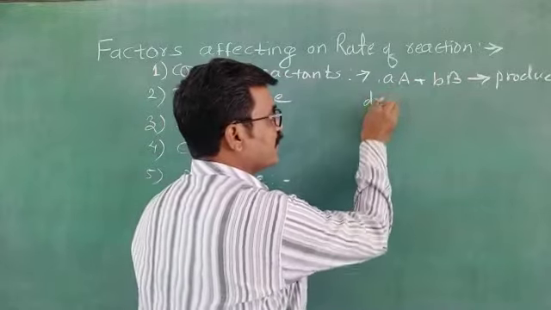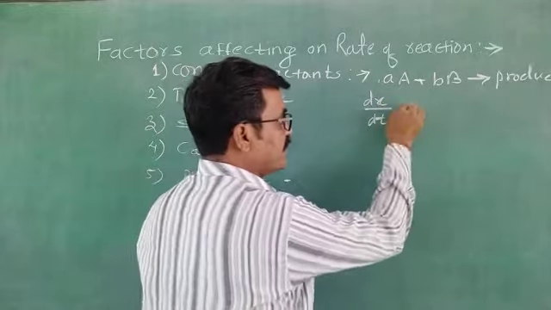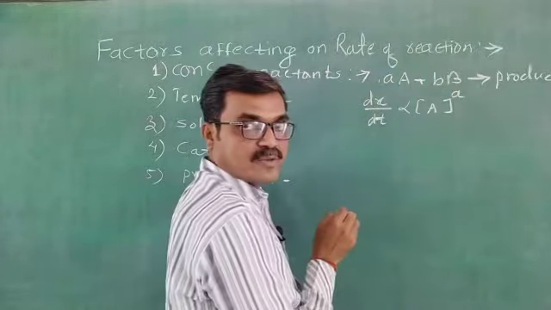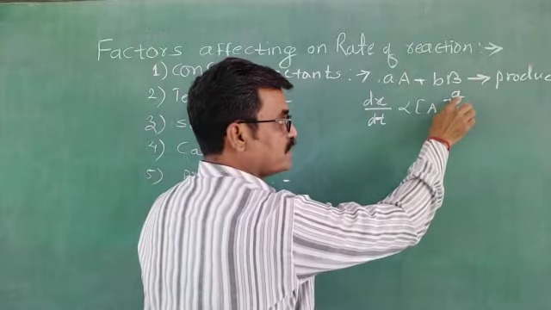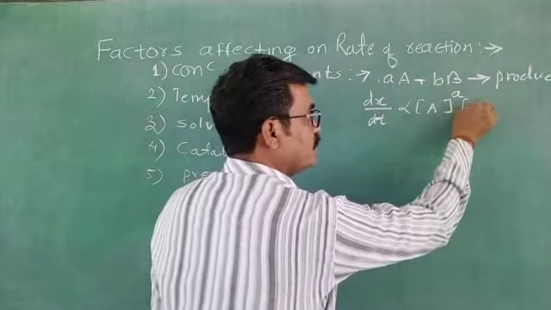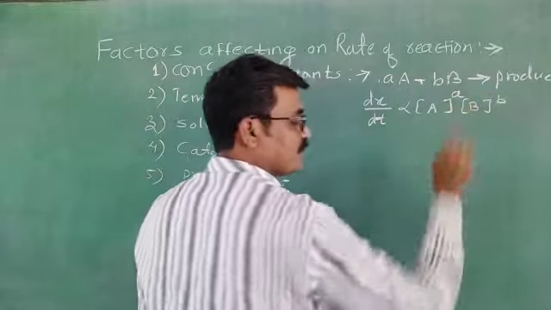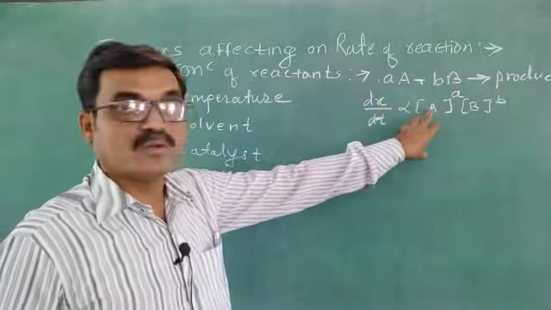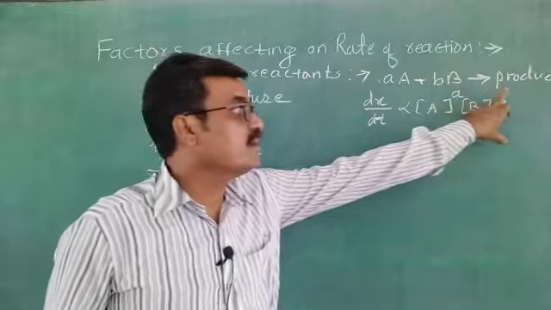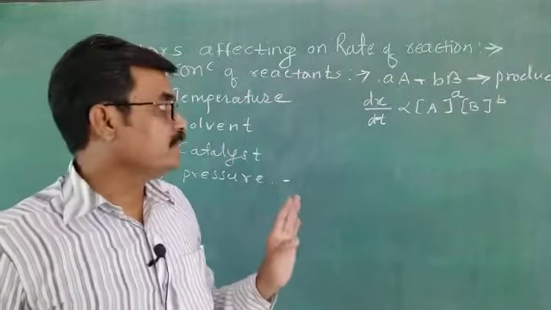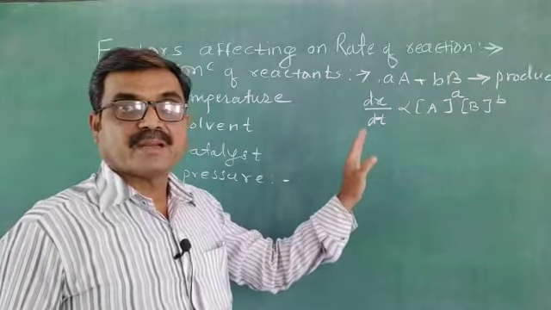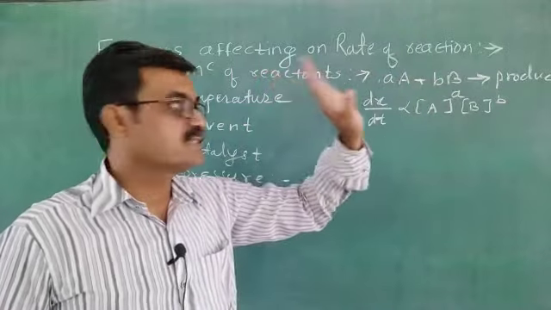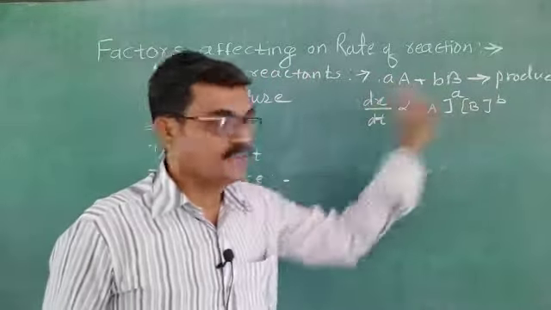Now as you know, this rate of reaction, that is dx by dt, is directly proportional to the concentration of A raised to the power small a, into the concentration of B raised to the power small b. Means from this it is clear that the rate of reaction is directly proportional to the concentration of the reacting species raised to their number of moles. Except for a zero order reaction, because in a zero order reaction the rate of reaction is independent of the concentration of the reactant.